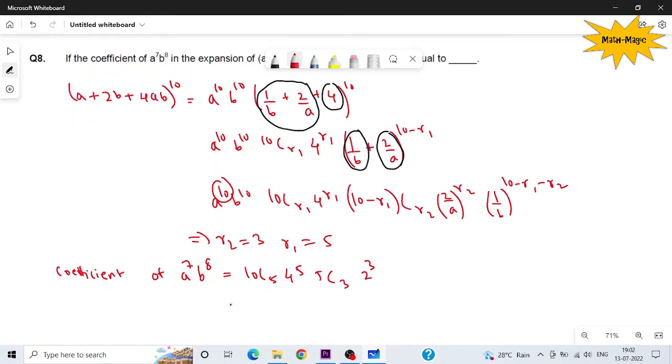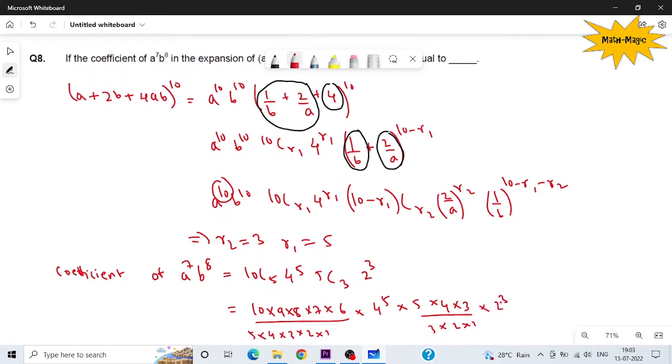Okay, so now we have to simplify this. This is equal to 10 into 9 into 8 into 7 into 6 upon 5 into 4 into 3 into 2 into 1, into 4 raised to 5, then into 5 into 4 into 3 upon 3 into 2 into 1, then into 2 raised to 3. Remember that we want the answer in terms of k into 2 raised to 16, so that we can compare and get the value of k.